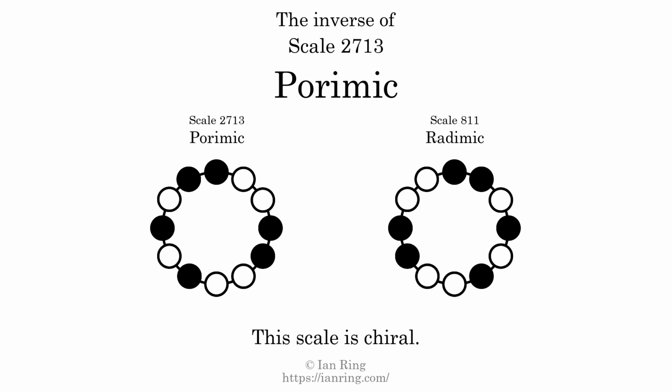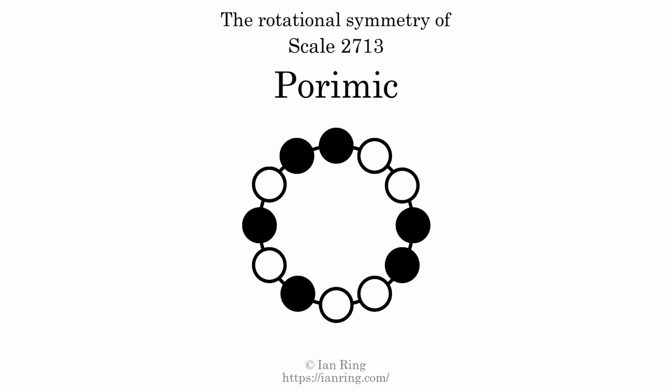The inverse of a scale is a mirror image. It is what you get when the sequence of intervals is reversed. The inverse of this scale is scale 811, also known as rhythmic. This scale is chiral. It cannot transform into its inverse by rotational transformation. This scale has no rotational symmetry.